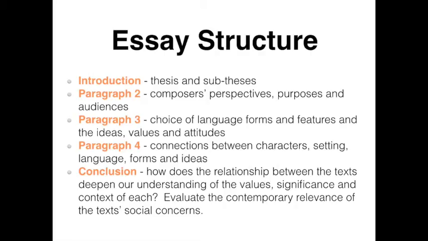In your second paragraph, write about the composer's perspective, purpose, and audience. In paragraph 3, analyse the choice of language, forms, and features, and the ideas, values, and attitudes. In paragraph 4, explore the connections between characters, setting, language, forms, and ideas. And finally, in your conclusion, analyse how the relationship between the texts deepens our understanding of the values, significance, and context of each, and evaluate what contemporary relevance the text's social concerns have.